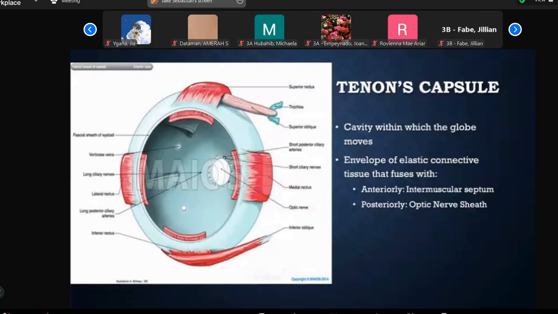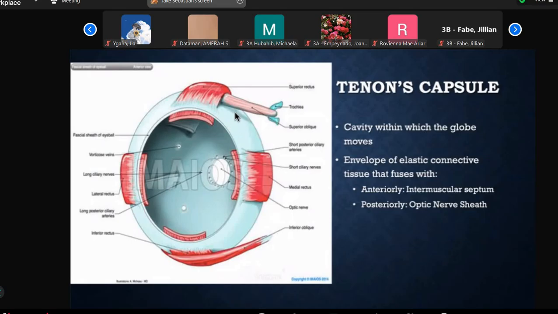So it's comprised of elastic connective tissue that fuses posteriorly to the optic nerve sheath and anteriorly with a thin layer of tissue called the intermuscular septum. So remember yesterday we talked about the intermuscular septum, the one that connects the rectus muscles together around the spiral of Tillaux. And this is where the fascia bulbi inserts, roughly 3 millimeters posterior to the limbus.